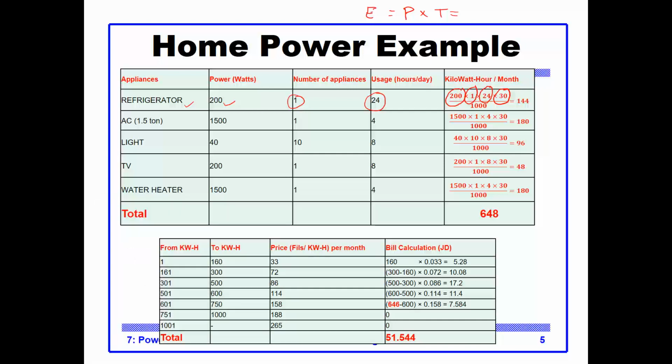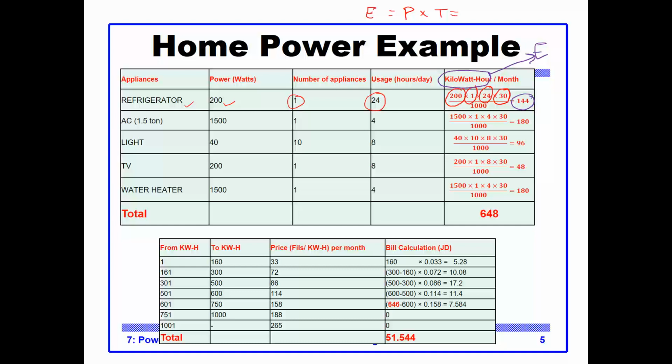That provides the kilowatt hour per month. Bear in mind that kilowatt hour here is an energy unit. It is not a power unit. So when I divide the whole quantity over 1000, this is my consumption: 144 kilowatt hour of energy that I consumed per month for this device.